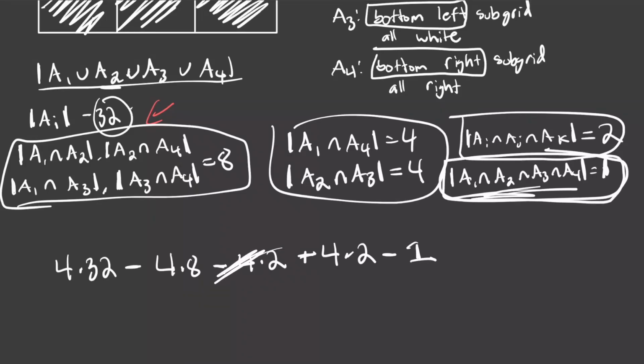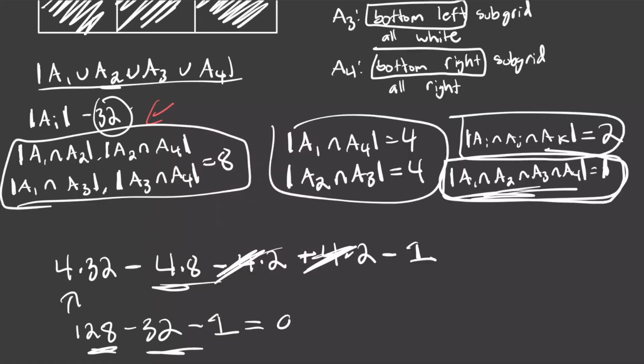So these terms right here are going to cancel with each other. This term right here, 4 times 32, is going to be 128. And then we have 32 right here, and we're going to have a subtraction of 1 here. So now 128 minus 33, that's going to be equal to 95. So there's going to be 95 cases where at least one of our subgrids is all white.